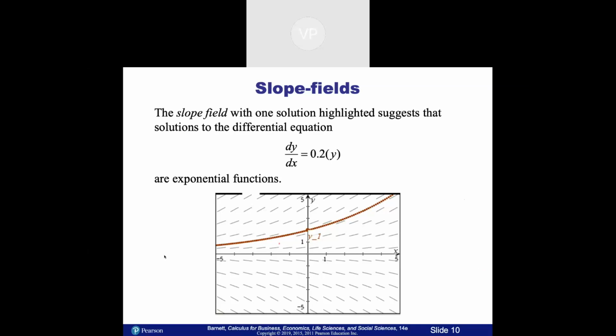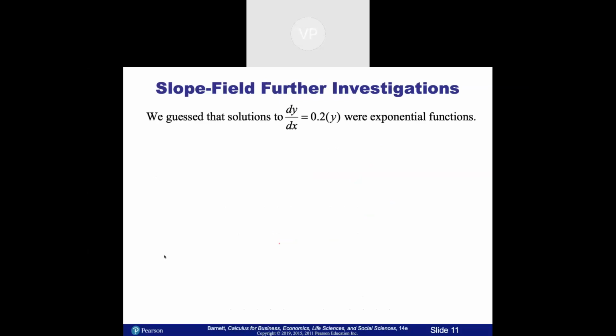Okay, so they say the one highlighted suggests solutions to our exponential functions. It's not 100% apparent to see, but if you were to keep going up and up and up here, these slopes are definitely tilting upward. We just don't have enough space to show it here. And that's how they're able to sort of conclude that we're getting an exponential function.